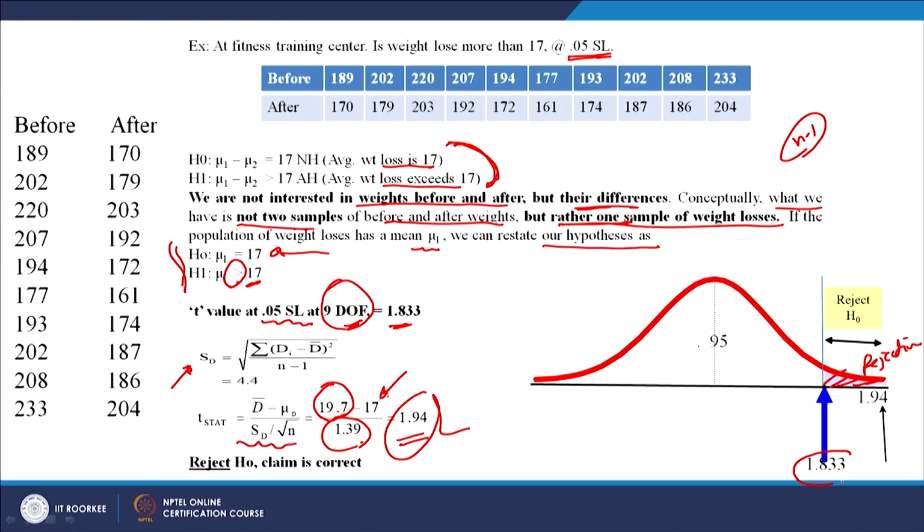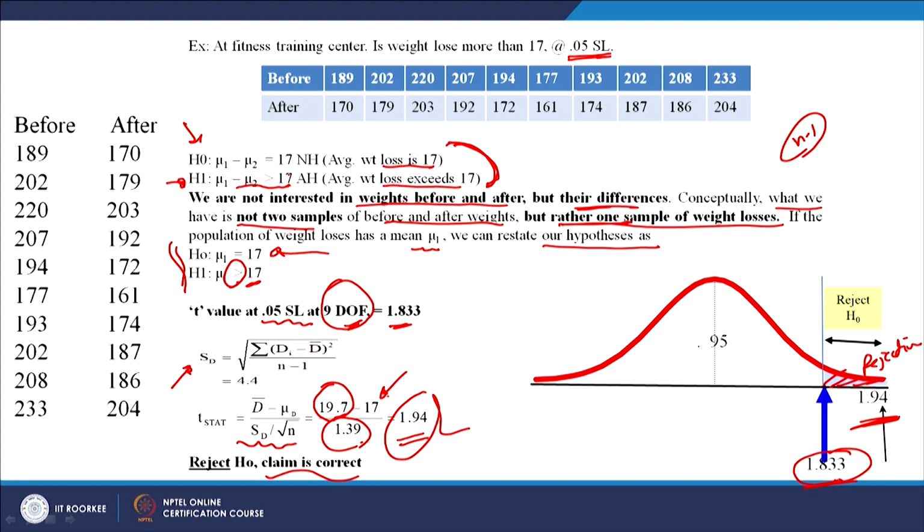We are solving this question using the critical value approach. The critical value is 1.83, but the calculated t value is 1.94, which is in the rejection region. So, we will reject the null hypothesis and say that the claim of the trainer is correct, because when we reject the null hypothesis we accept the alternative hypothesis, and we are saying that weight loss is now more than 17 pounds.